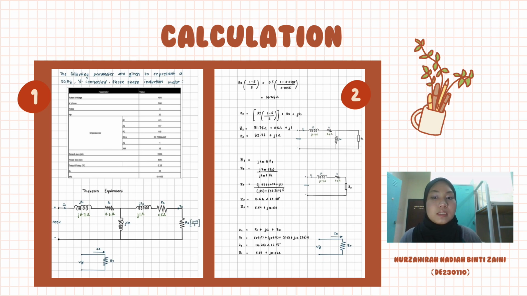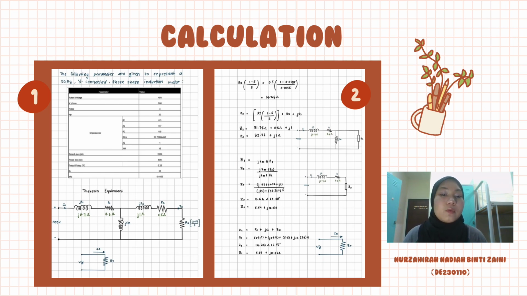Now I will present about the manual calculation. The question is, the following parameters are given to represent a 15 Hz Y-connected 3-phase induction motor. This is our parameter variable that we have chosen. So next is the Thevenin equivalent. This is our circuit for Thevenin.